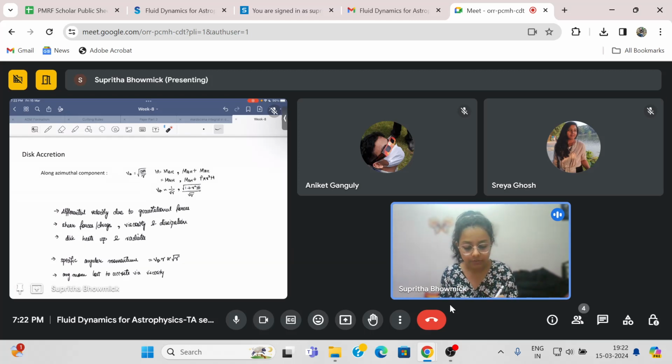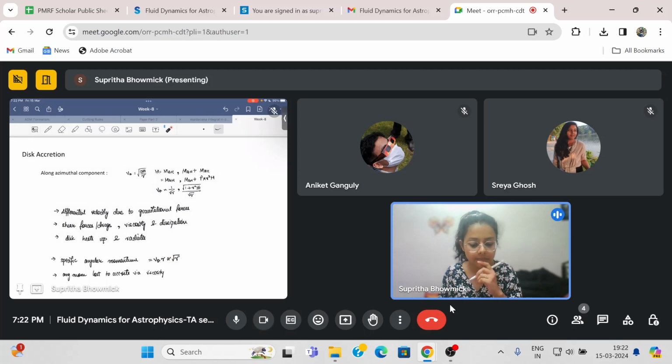Also, if you look at the angular momentum per unit density, which is just v theta times r. I'm using theta and phi interchangeably. Theta and phi both mean azimuthal. I'm sorry for the notation using different things, but they both mean azimuthal. So the specific angular momentum scales as root r.